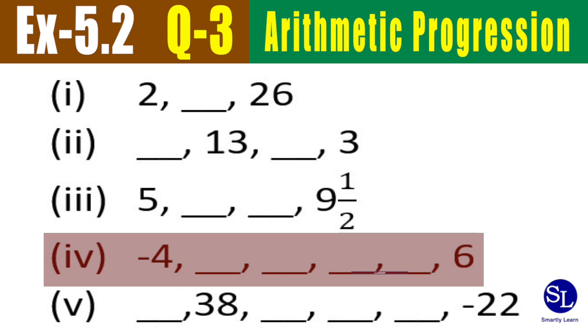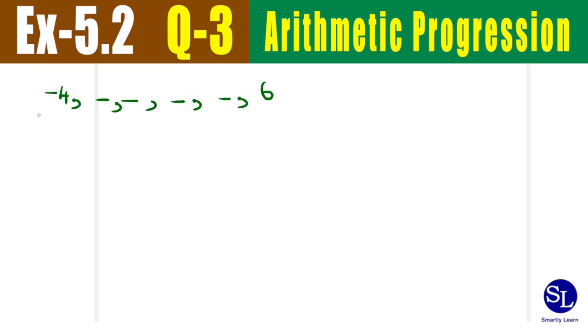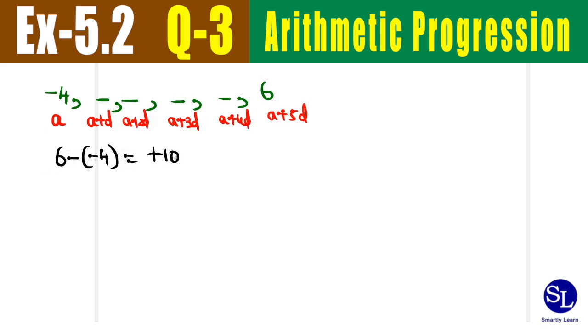In this case, minus 4 followed by 4 dashes, then 6. As we did in the previous case, this term is a, then this is a plus d, a plus 2d, a plus 3d, a plus 4d, and last this is a plus 5d. If I subtract minus 4 from 6, I will get the value of 5d. So 6 minus of minus 4 is plus 10, which is equal to 5d. Therefore, d is equal to 2.